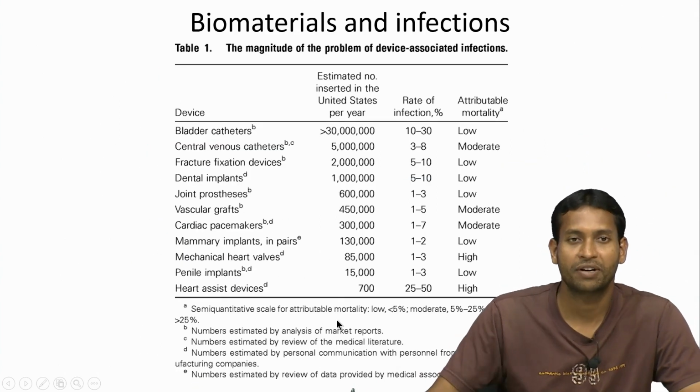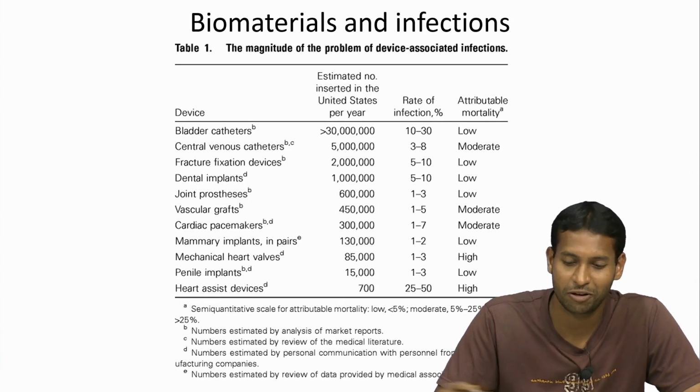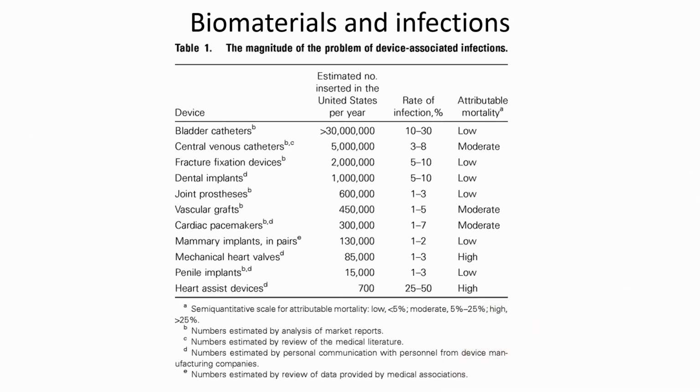So, here is just some example of how grave this problem is. We have biomaterials and related infections. What you can see here is that they are just mentioning some of the devices that are being used, and this data is for the United States, but basically similar proportion can be found everywhere. And what you see is how much of these implants are being used. Quite a bit, as you can see. Some of the things like blood catheters, you are talking about in excess of crores of implants, and similarly all of them are required in quite a high number.